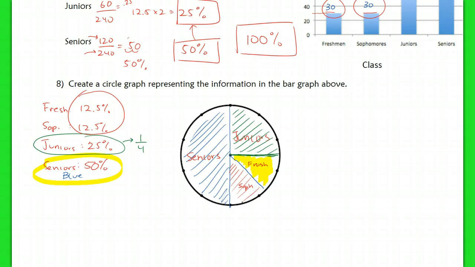And there we go. That's the end of this lesson. You'll be asked to do this a lot on this skill, to create a pie chart from a bar chart or back and forth. Okay? All right. I will see you guys or ask questions in class and get started.